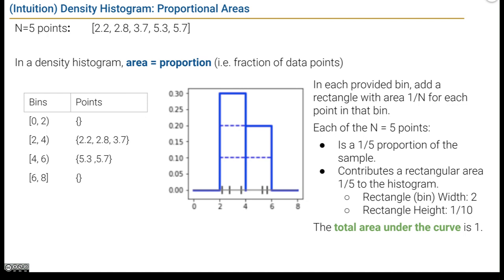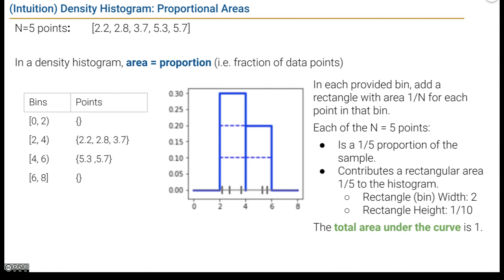How do we actually come up with the scale for the y-axis? Here, notice I just have 5 data points. Let's suppose I pick bins of width 2 and plop the data points into their corresponding bins. I now just need to decide how high each bin is going to be. And so what I realize is that I need the area of one rectangle to equal 1 over 5, because altogether I'm going to have 5 rectangles so that I get a total area of 1 under this entire histogram.